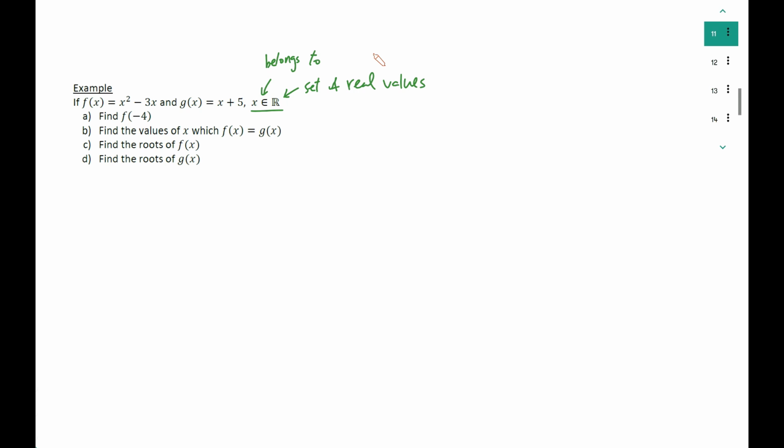What's not a real value? What's not real is, for example, when you put the square root of minus 1. That's not real. Anyway, it means x could be a lot of things, all real numbers. Part A: find f of minus 4, you should have known this.